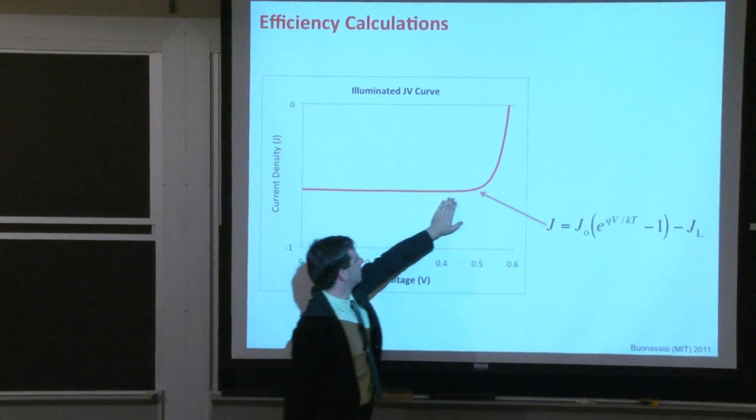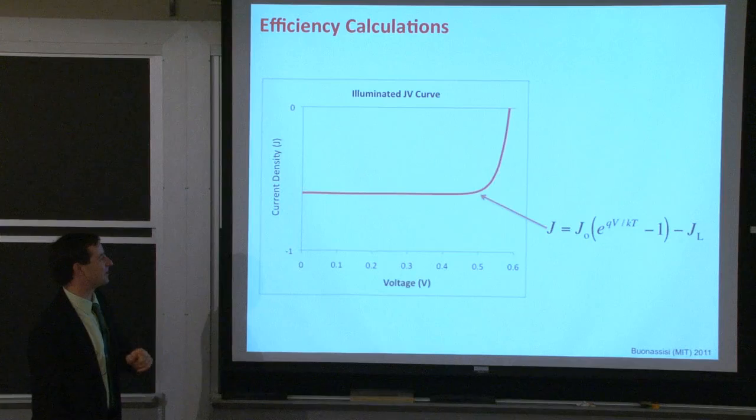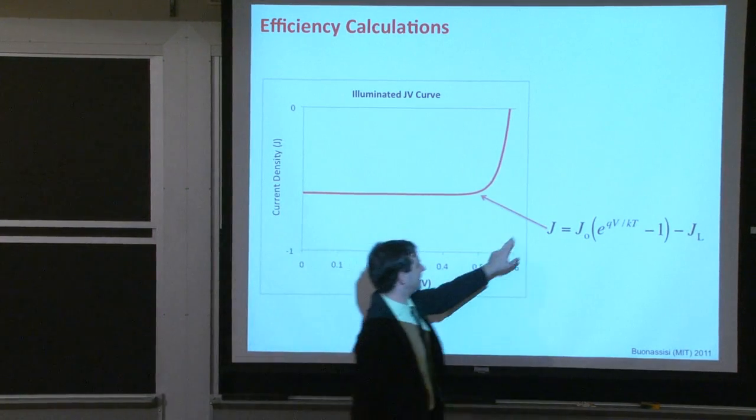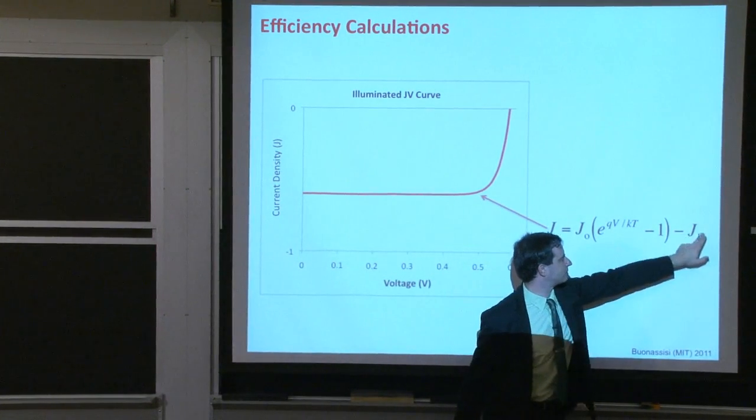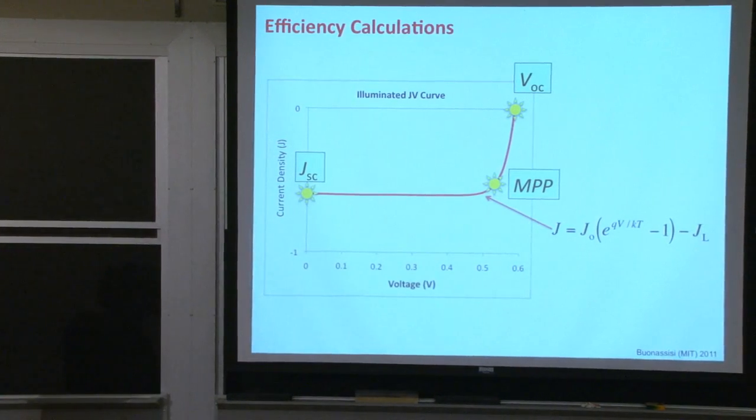It's in the fourth quadrant. It goes out a certain amount, then it curves up. We just determined that here in class. And that's essentially the ideal diode equation with a superposition term, this J sub L right there. So let's parse through this.